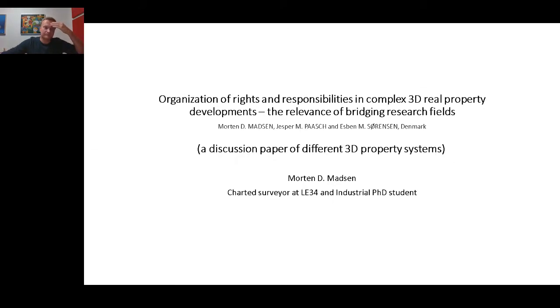Thank you very much. Well, hello, everyone. My name is Morten Madsen, and I'm here to present the results from my PhD project on 3D properties in Denmark. The supervisors on this project are Jesper Paasch and Esben M. Sorensen. And this particular paper is about organization of rights and responsibilities in complex 3D property developments, as opposed to simple 3D real property developments. And I'll try to explain the difference later.